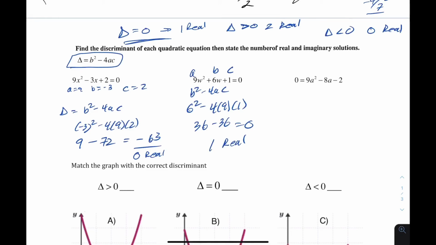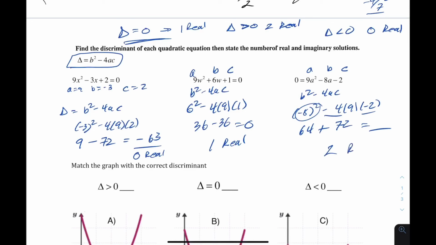So my guess is this one would be the 2 real. Let's try it. ABC. B squared minus 4AC. So negative 8 squared minus 4 times 9 times negative 2. So this is 64. Remember, you square the negative and it becomes positive. These two things are two negatives here, so you get a positive. Positive 72. I don't care what it equals, it's positive, so I get 2 real.